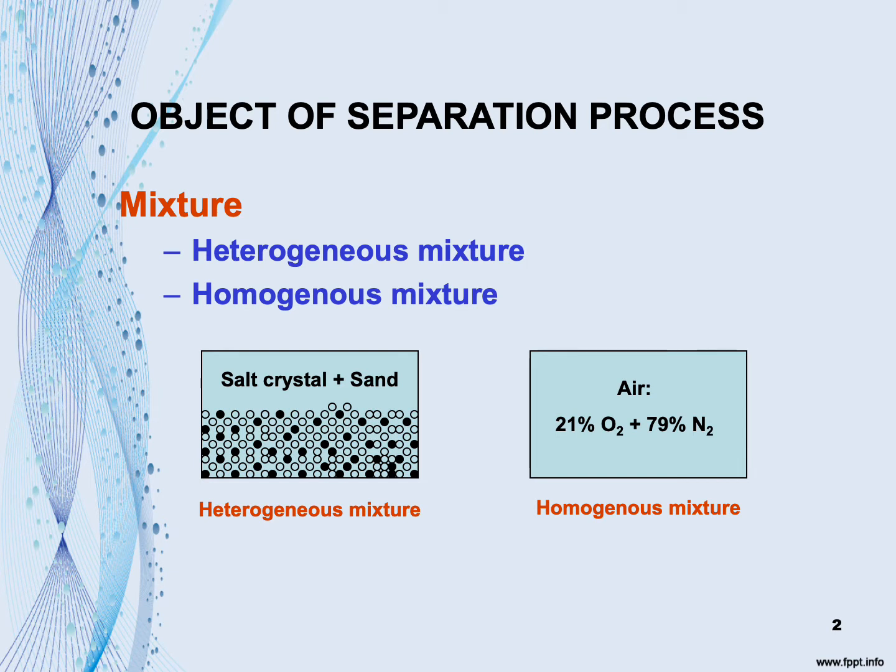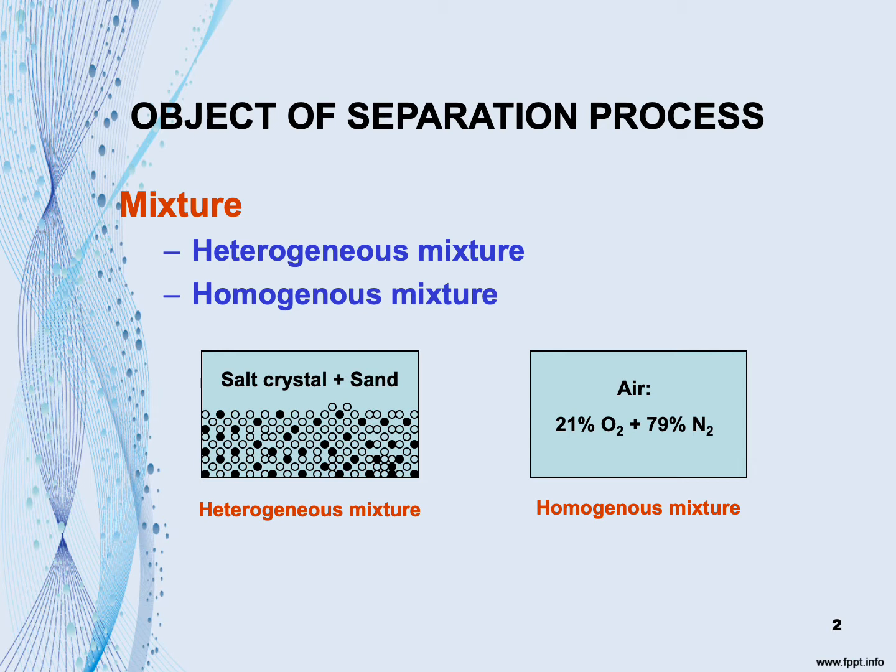There are two kinds of mixtures. The first one is heterogeneous mixtures. For example, you have rock salt with sand, and if you mix it together, it's going to be a heterogeneous mixture, because in the salt crystal and the sand mixture you can still see the particles of the sand, and also the particles of the salt. So that is called a heterogeneous mixture.